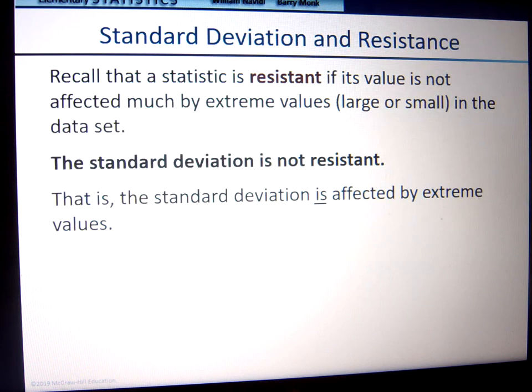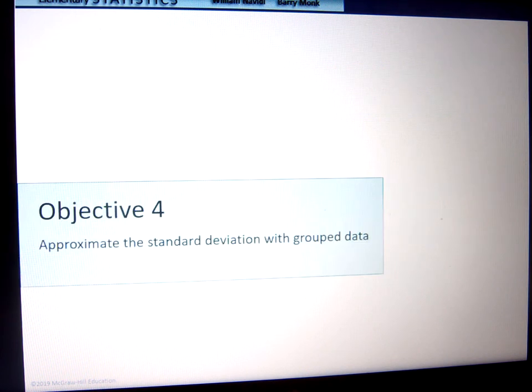Now remember that a statistic is resistant if its value is not affected much by extreme values. The standard deviation is not resistant. Why? Because we use the mean to find the standard deviation. And if the mean is not resistant, then the standard deviation is not going to be resistant. So the standard deviation is affected by extreme values.